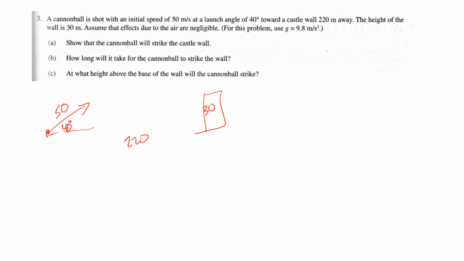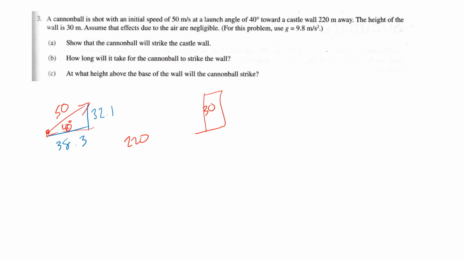All right. So not too bad. We're going to do it in a couple steps. The first thing we've got to figure out is these component velocities here. So this is 32.1 and this one is 38.3. Ta-da! Because sine, cosine.